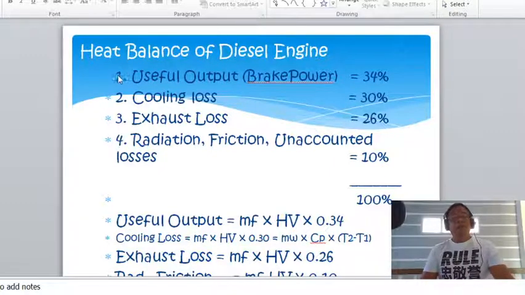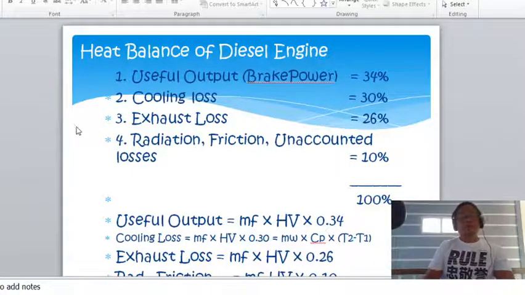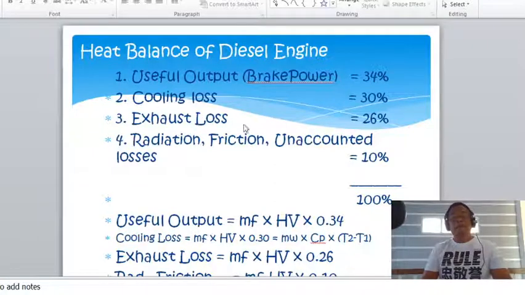Okay? The cooling loss is almost 30% of the energy chargeable to the engine. The exhaust loss is almost 26%, radiation, friction, and other unaccounted losses, equivalent to 10%. So, totally, this is 100%, equal to the energy chargeable of the engine, equal to mass of fuel multiplied by the heating value of the fuel.